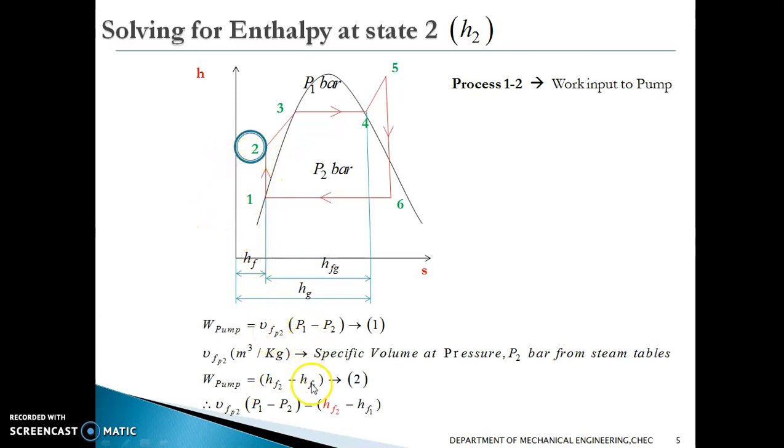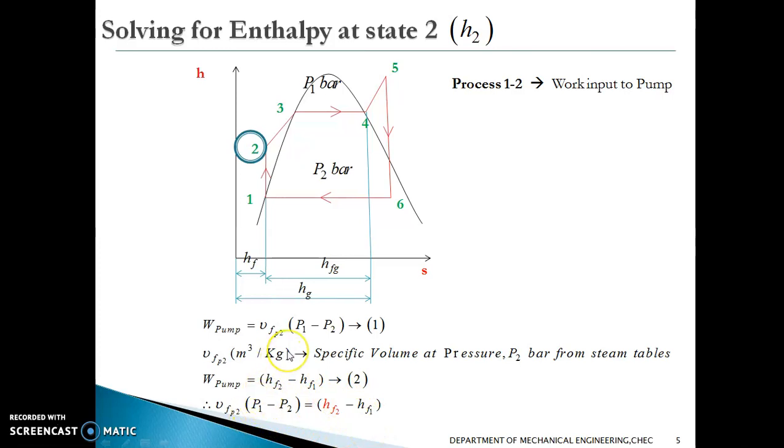So the work done can be written in two ways. The first is in the form of v dP, and the second is in the form of enthalpies. If we equate these two terms, the specific volume can be directly found from the steam tables at a particular pressure, and P1 and P2 are these two pressures. hf1 is already found in the previous step, so we can calculate the value of h2 by equating these two terms.